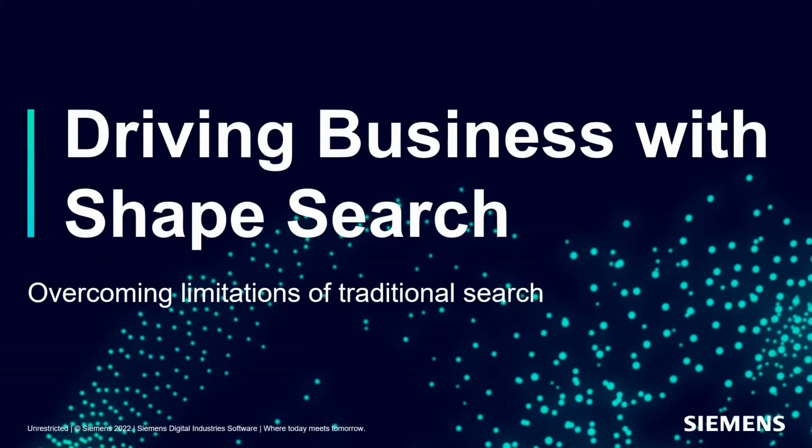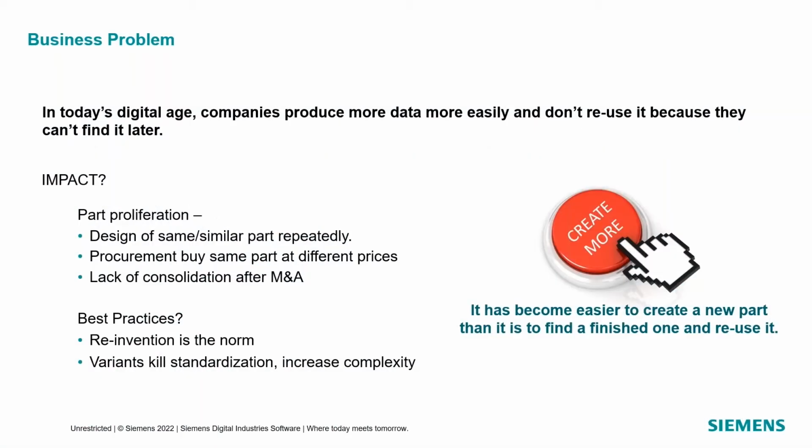So driving business with Shape Search, how do we do that? We're overcoming the limitations of traditional search. What is the problem that we're trying to solve? In a word or two words, it's part proliferation. Today, so many companies are making parts so easily, and they don't use what they've already made because they can't find it.